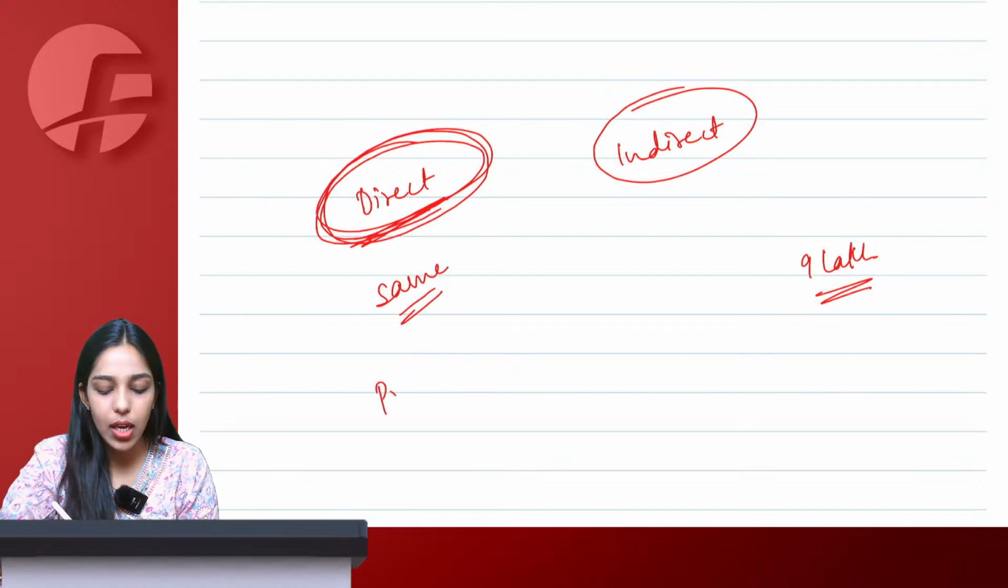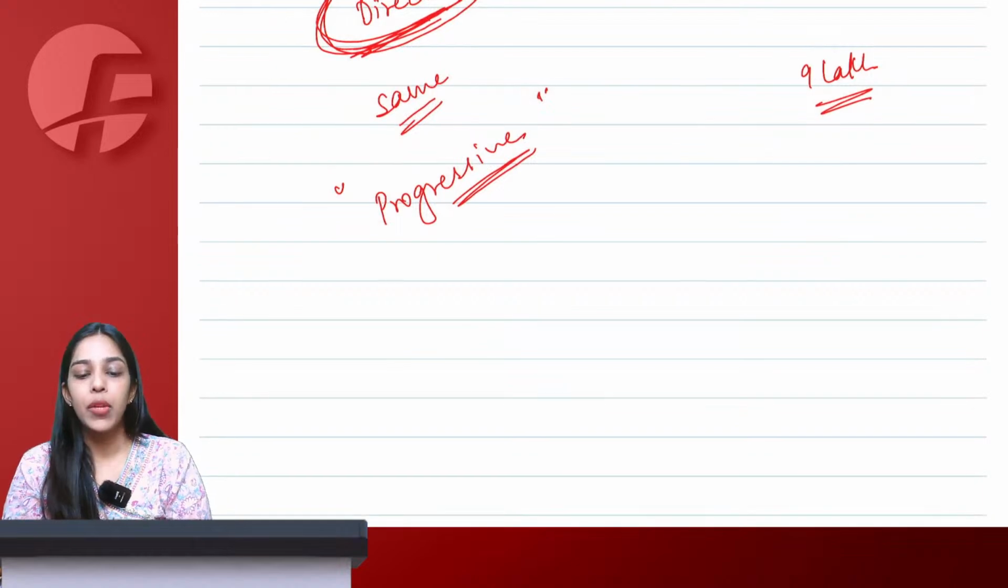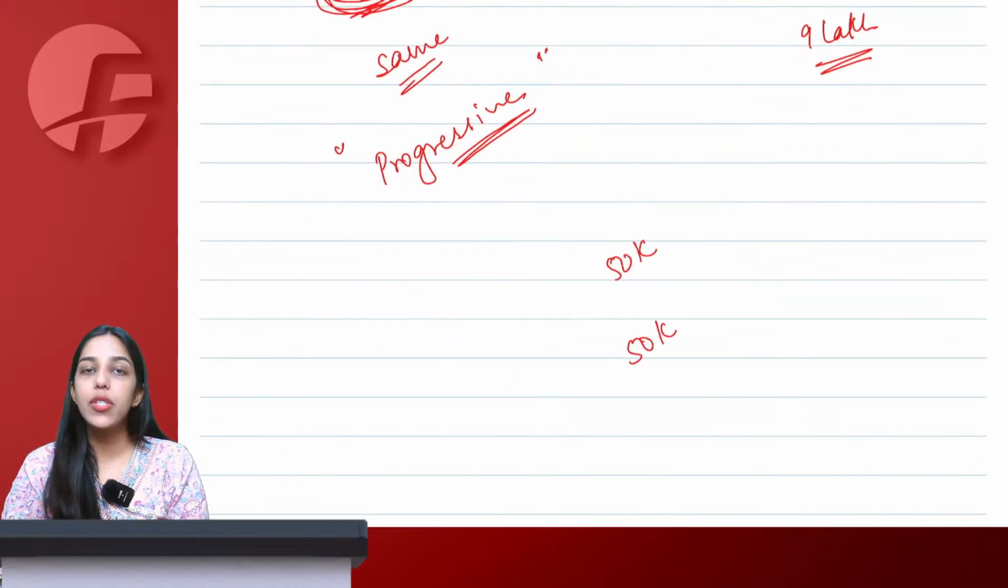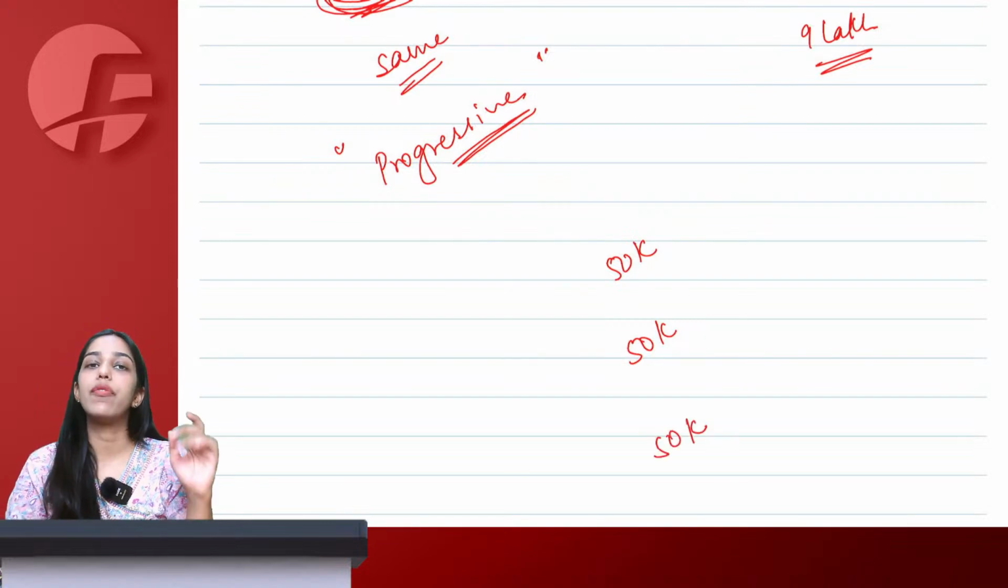Now, direct taxes are progressive in nature. What do you understand by the term progressive? See, today if you earn 50,000 rupees, I earn 50,000 rupees, or Mukesh Ambani earns 50,000 rupees.